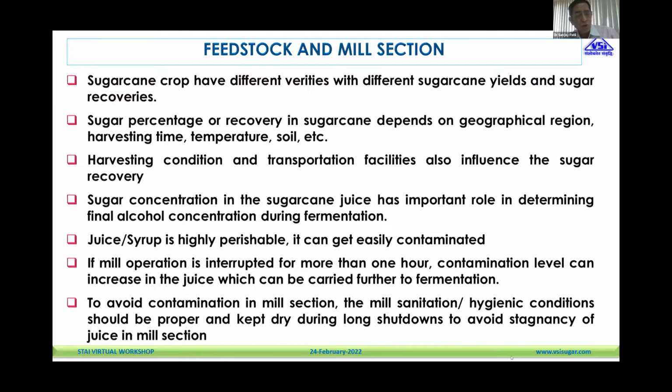Juice and syrup are perishable and can get easily contaminated. Therefore, if mill operation is interrupted for more than an hour, the contamination level in the juice can increase, and this can be carried further to the fermentation. To avoid contamination in the mill section, mill sanitation and hygienic conditions should be proper, and the mill should be kept dry during long shutdowns to avoid stagnancy of juice in the mill section.